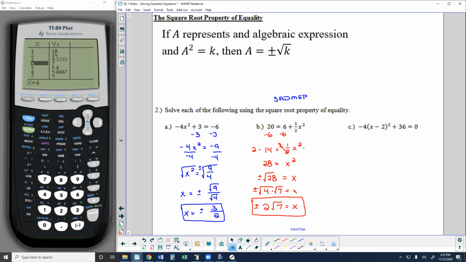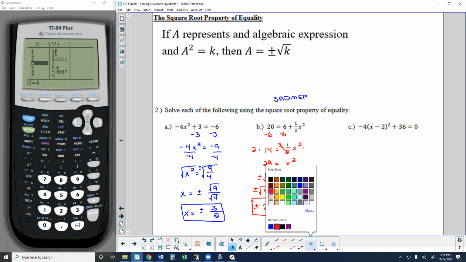So again, I'm following the reverse order of operations to get x squared by itself, then taking the square root of both sides to get x by itself, and now I have my solution. Let's look at one more problem, and let's go ahead and do this one together.